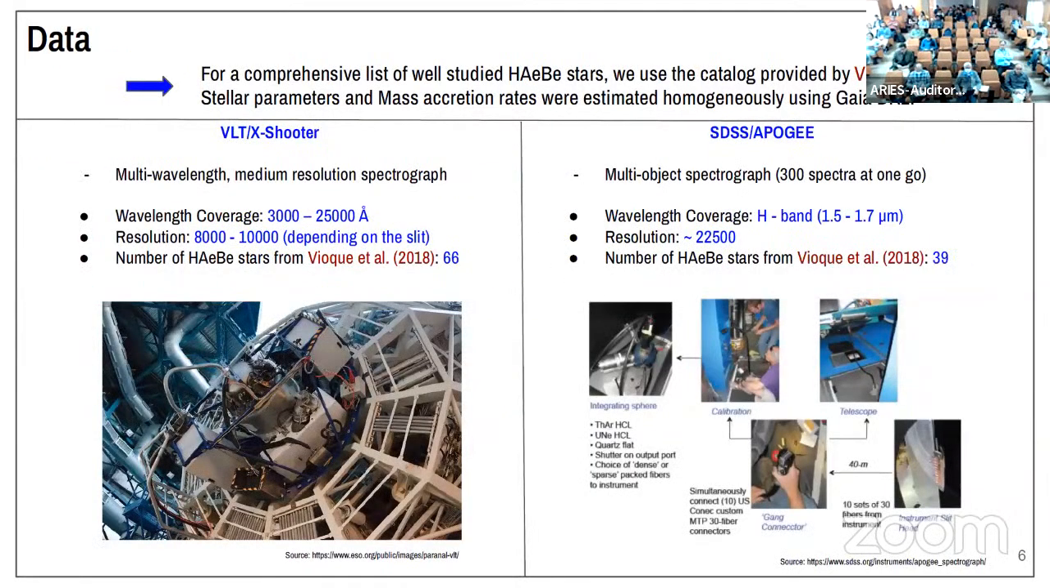Yeah, so the data we are using is VLT X-shooter and SDSS APOGEE. For the list of well studied Herbig Ae/Be stars, we are using Vioque 2018. They have estimated stellar parameters and mass accretion rates homogeneously using Gaia DR2. For the spectra, we have 39 stars from APOGEE and X-shooter has some 66 stars. The difference is that SDSS has only H-band spectra, like 1.5 to 1.7 micron, but it has a very good resolution. Whereas X-shooter has a 3,000 to 25,000 angstrom wavelength window, but the resolution is moderately high.